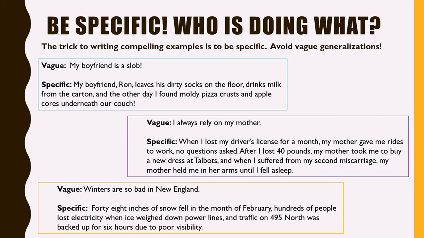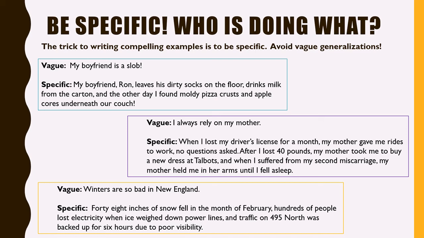Okay, so the point about being specific cannot be overstated. So I just want to give you a few more examples. Basically, when you're creating a specific example, you're answering this question: who is doing what? Right? As specifically as you can, you want your examples to show who is doing what. So I'm going to give you some examples here.